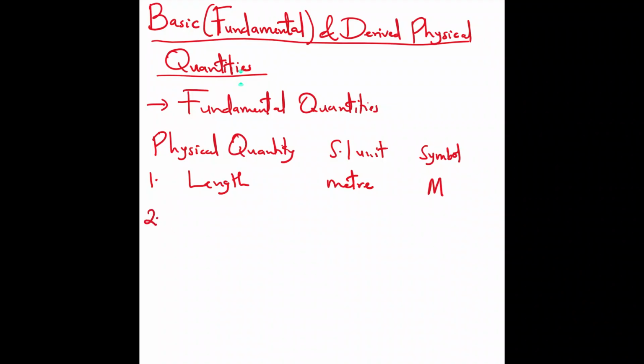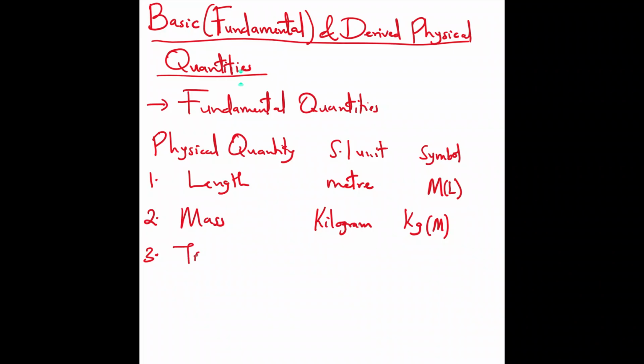Number 2, the way I'm going to write my symbol is going to be quite different. I'm going to put the symbol for the SI unit, but I'm also going to put the symbol that I'm going to use to derive the other quantities, that's the derived quantities. The second physical quantity is mass. The SI unit for mass is kilogram, which is kg. For derived quantities, the symbol I'm going to use for length will be L, and for mass I'm going to use m.